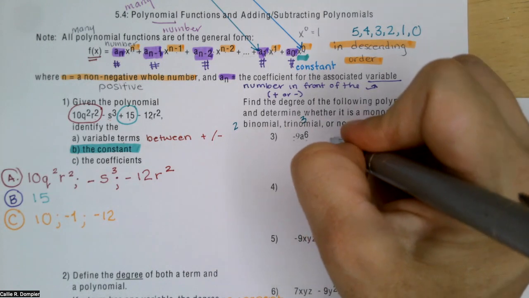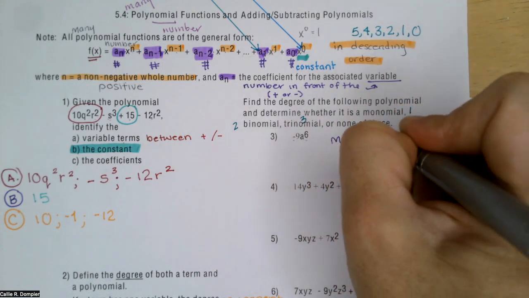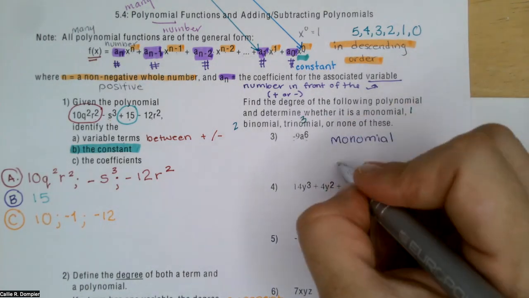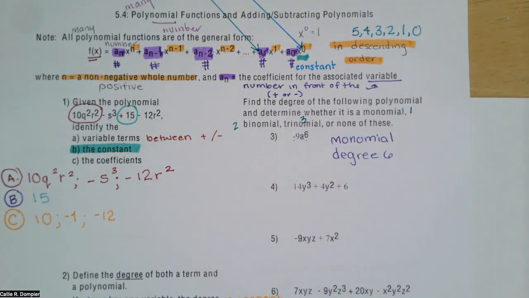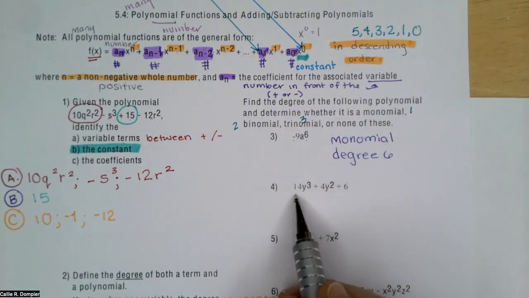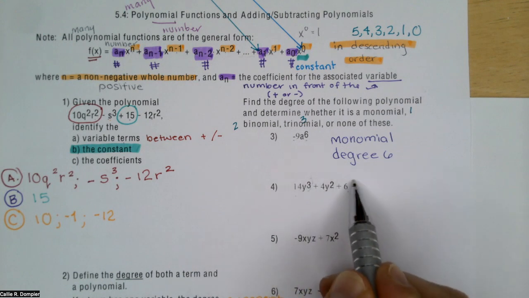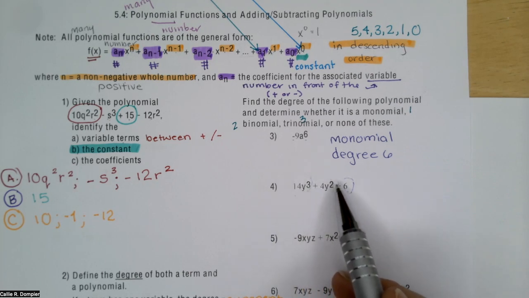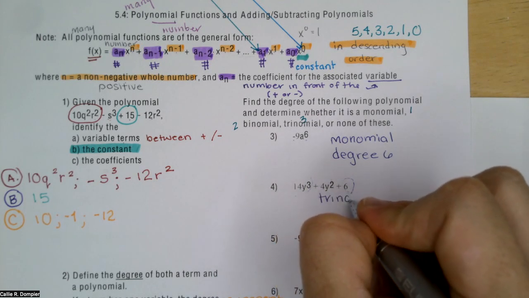That is a monomial. And it has a degree 6. Good. Number 4, 1, 2, 3 different terms between the plus signs. Positive 14y to the third, positive 4y squared, positive 6. So those are three terms. Trinomial.